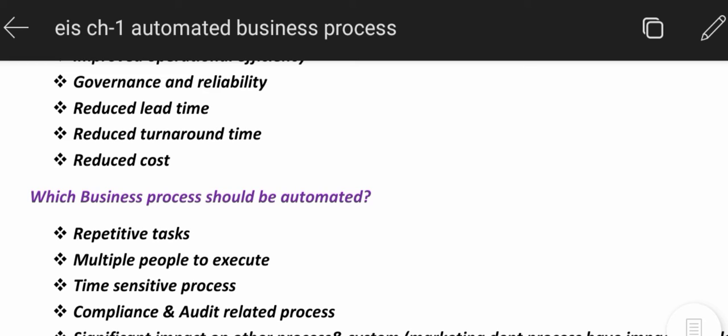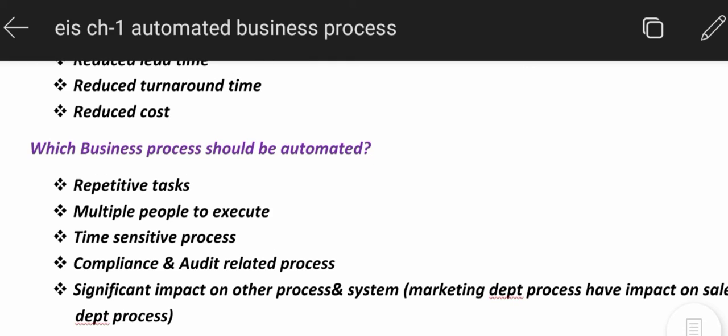Now, which business processes should be automated? The first is repetitive tasks. Repetitive tasks like accounting and billing can be automated. Now, where the process requires multiple people to execute. As I said, the weaving process requires multiple people to execute. For them I need to pay those 50 lakhs as salary. So such a process can be automated by installing that plant.